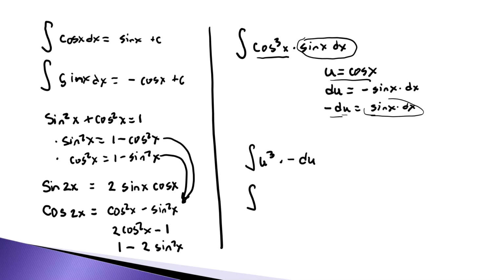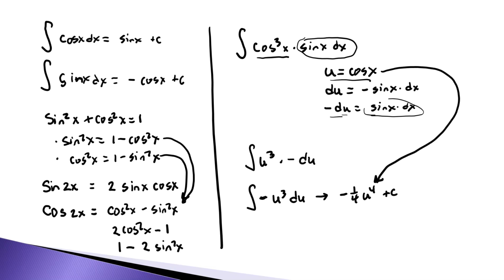And so that antiderivative will become negative u cubed du, which is very easy to integrate. It becomes negative 1/4 u to the 4th plus c. And then we substitute back to get negative 1/4 cosine to the 4th of x plus c, and that's our answer. We'll look at another one here, just a second.